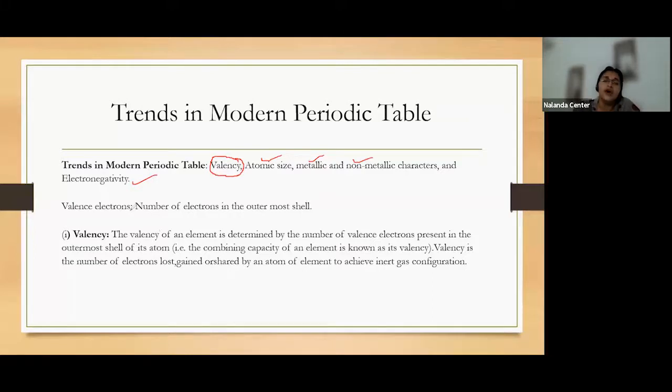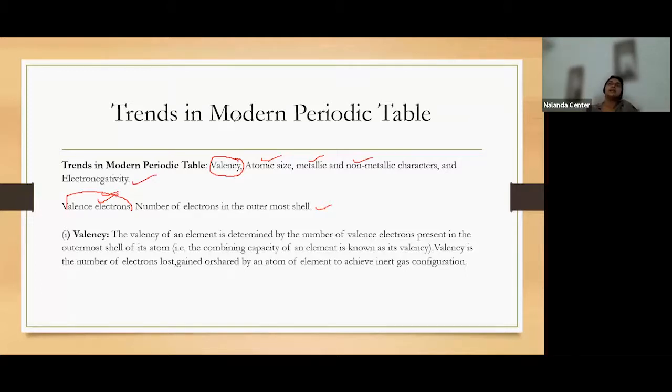First and foremost, the difference between valence electron and valency is that valence electrons deal with the number of electrons in the outermost shell. Whatever number of electrons are present in the outermost shell is known as the valence electrons. What is meant by valency? Valency is actually determined with the help of valence electrons, but valency and valence electrons are not the same. Valency is the combining capacity of an element.